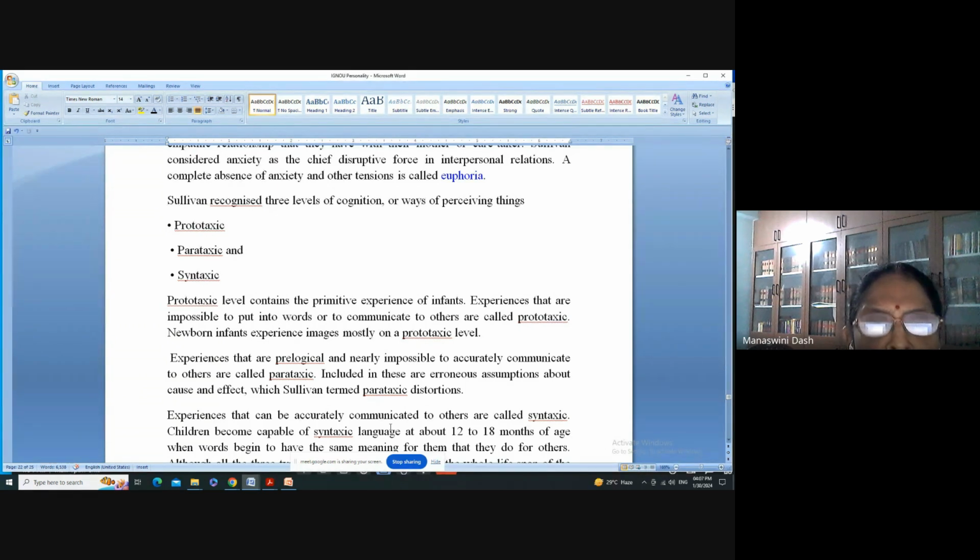Prototaxic level contains the primitive experience of infants. That means prototaxic experiences are impossible to put into words or to communicate to others. Newborn infants experience images mostly on a prototaxic level. So newborn infants perceive things at a prototaxic level, means they cannot express them or communicate their experiences to others with words.